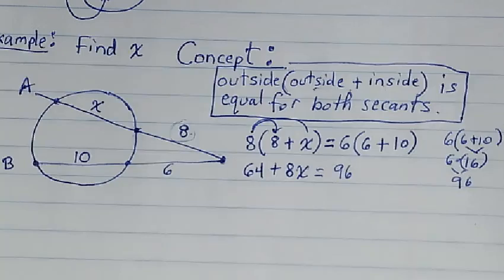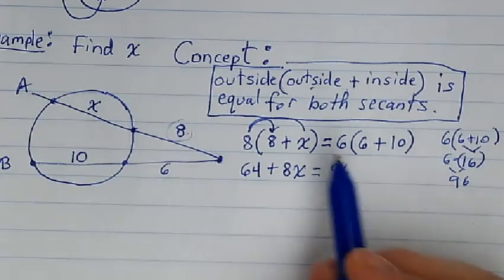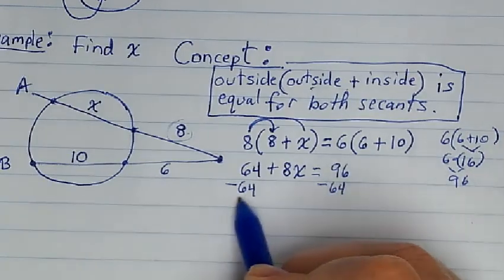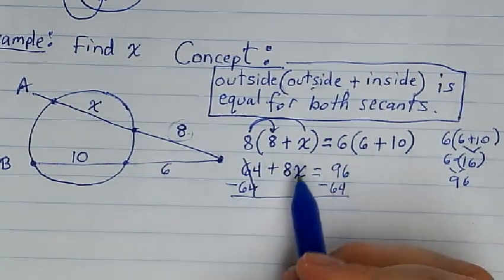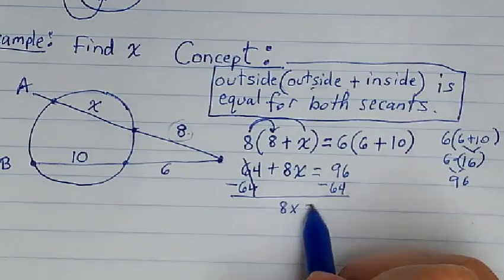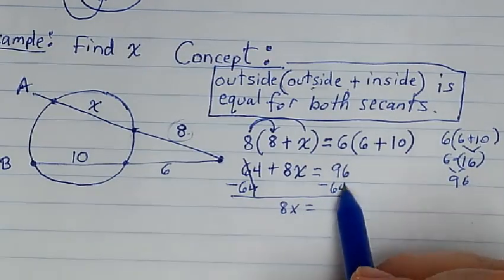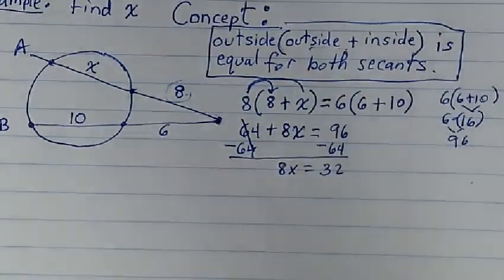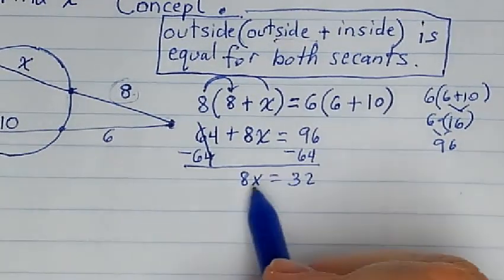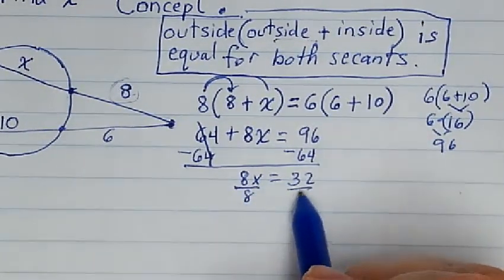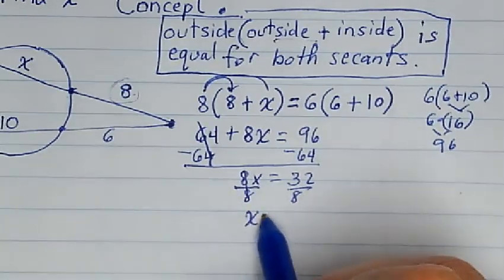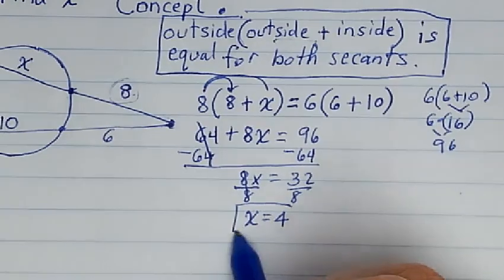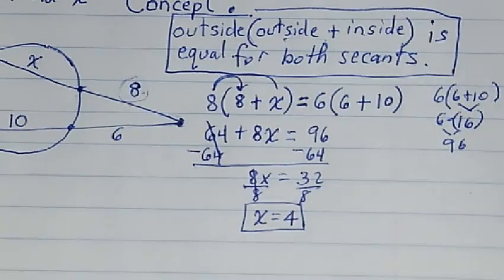When I solve this, I'm going to subtract 64 from both sides. Cancels. So I get 8x is equal to 6 minus 4 is 2, 9 minus 6 is 3. I should use a calculator. And then finally, divide both sides by 8. So what does x end up equaling? 4. Done.